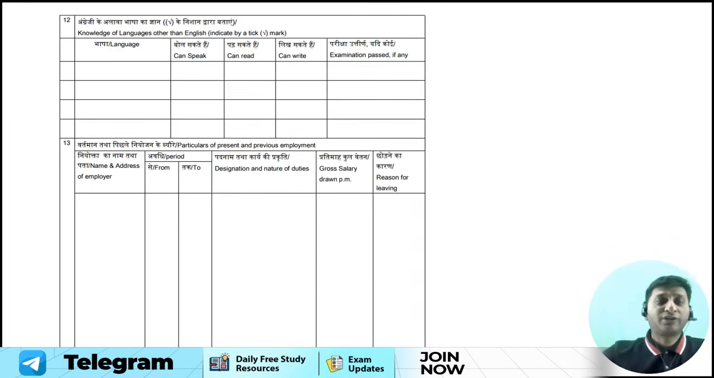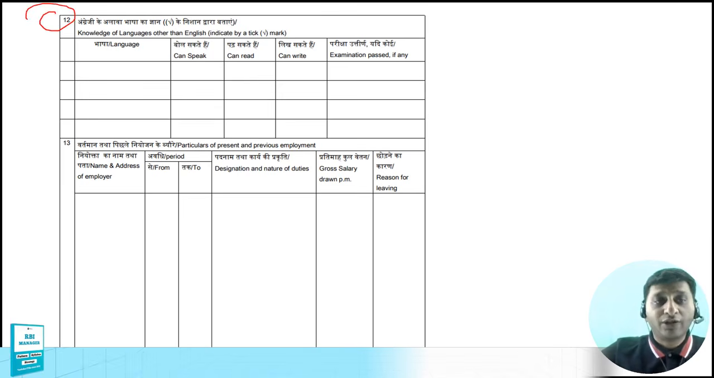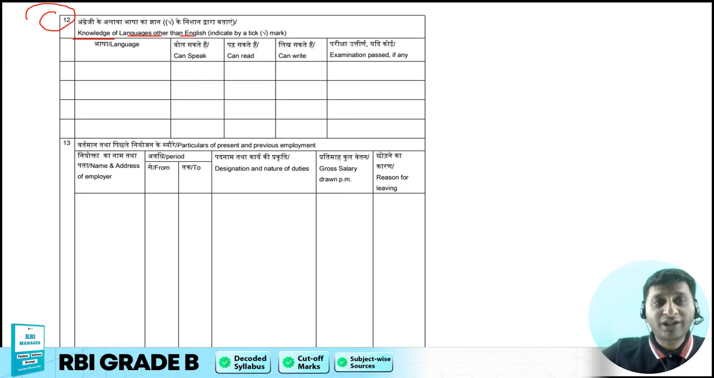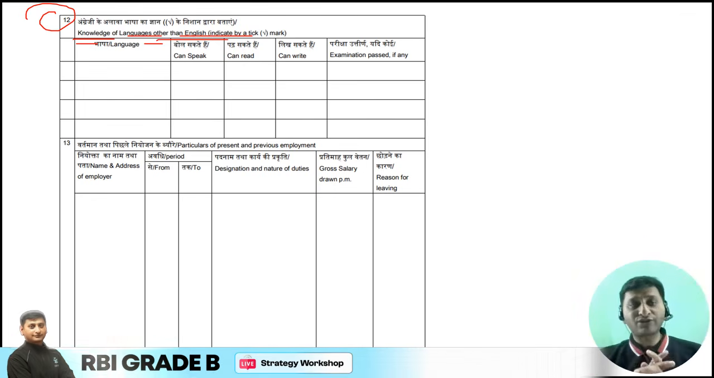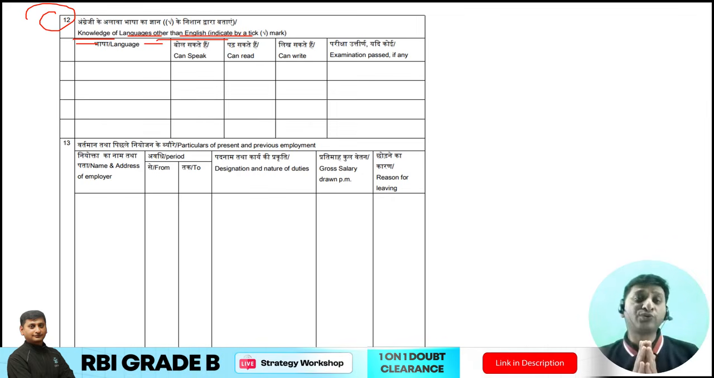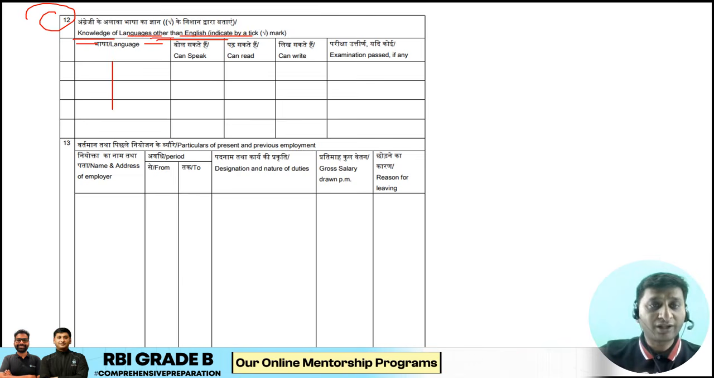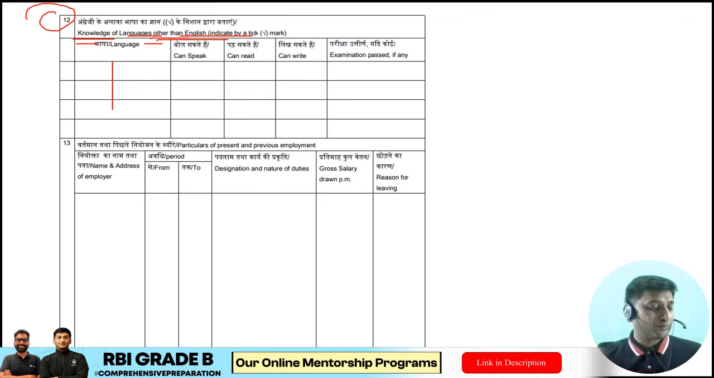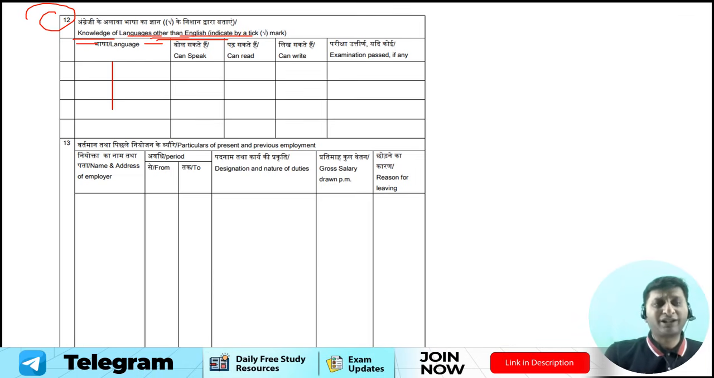So next is about the languages. Here again, an important thing to know is that it asks for knowledge of languages other than English. So they are already assuming that you know English, or they just want you to write languages which you know. The knowledge about languages other than English. So do not write about English here because they have mentioned other than English, right? So please do not do that. If you write that, they will very specifically spot that and they will realize that you are not a good reader. You did not read the instructions carefully.